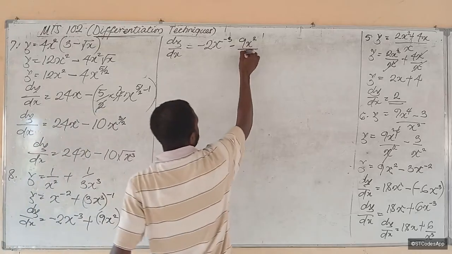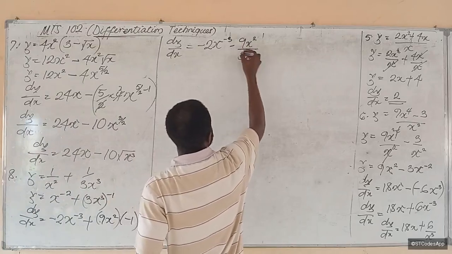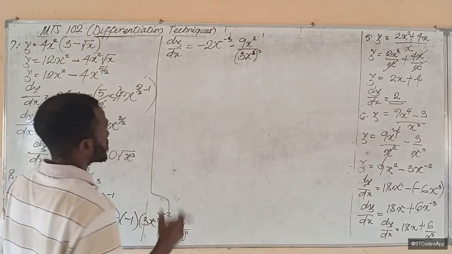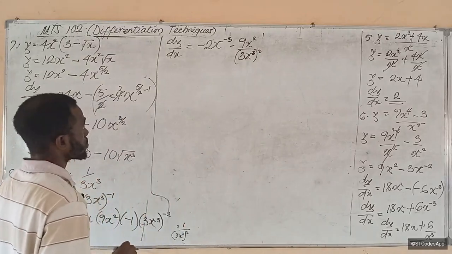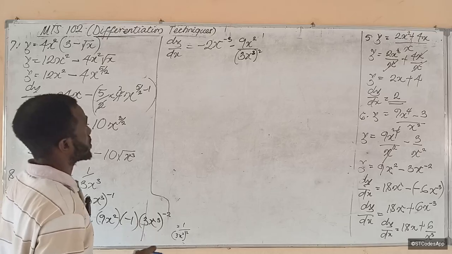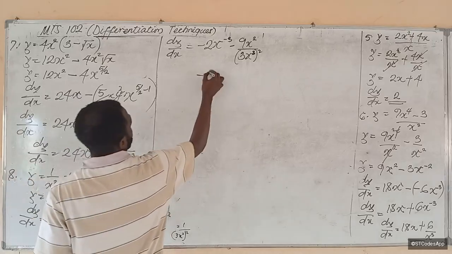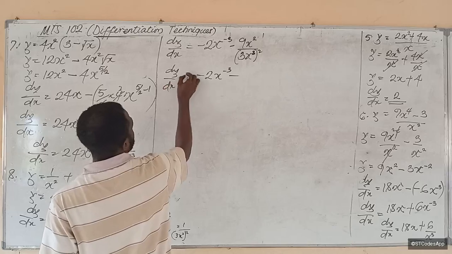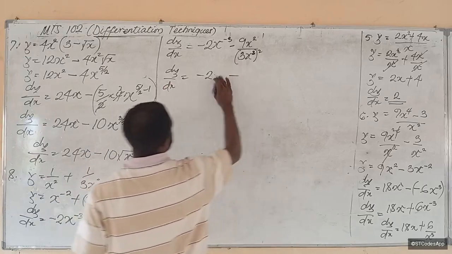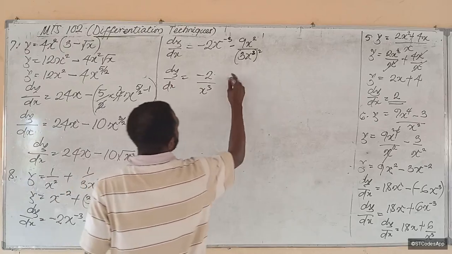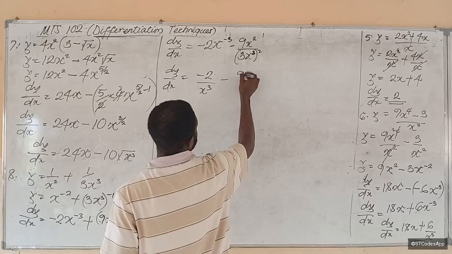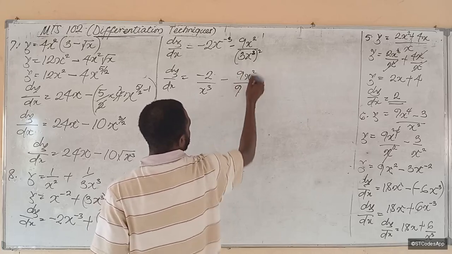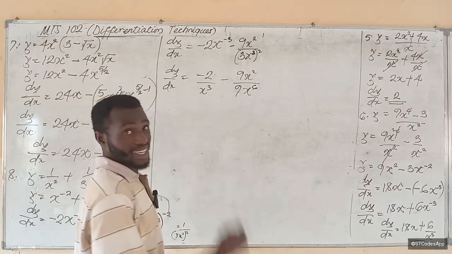Okay, so I'll say over 3x cubed all squared. Okay, so if that be the case, then what we have is minus 2x raised to power minus 3 dy dx will be equal to this. Now this will be over x cubed, right? Minus, so here we have 9x squared over, if you square this, it will give you 9, square this, x raised to power 6. I hope that's clear.